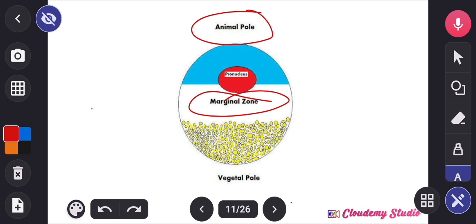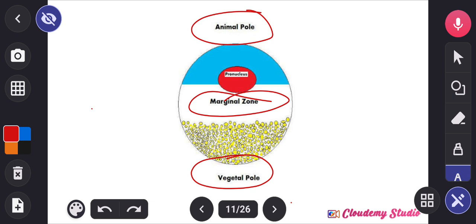You now see the cells at the vegetal pole. They are the presumptive endodermal cells. Are you getting me now? The presumptive endodermal cells. And the marginal zone is the one that contains the presumptive mesodermal crescents. You understand? And the area for the notochord on this particular side.